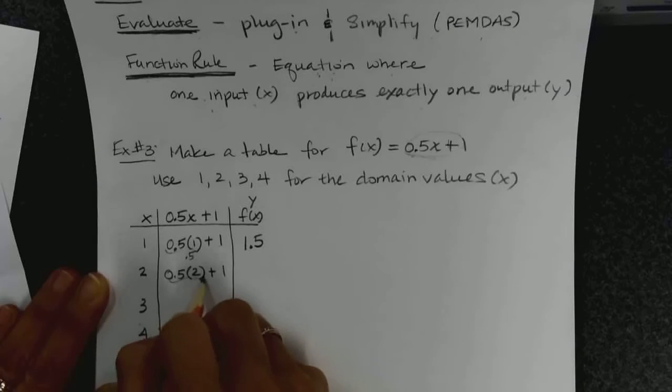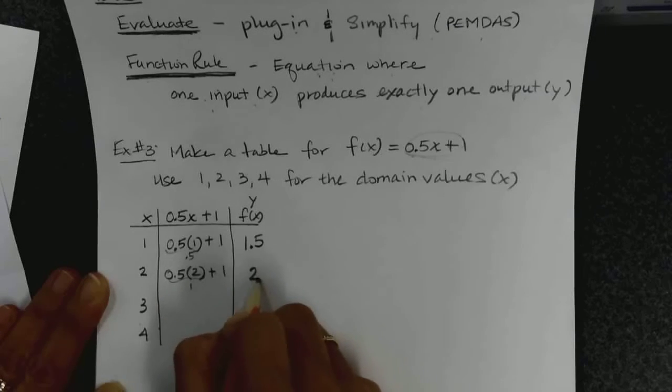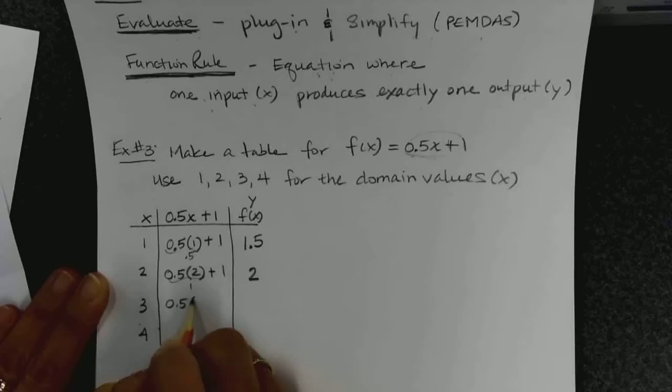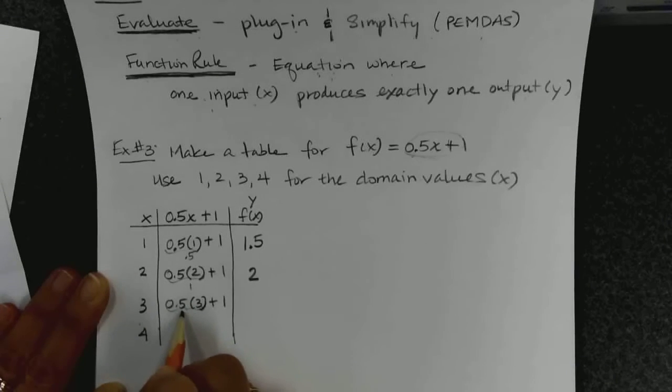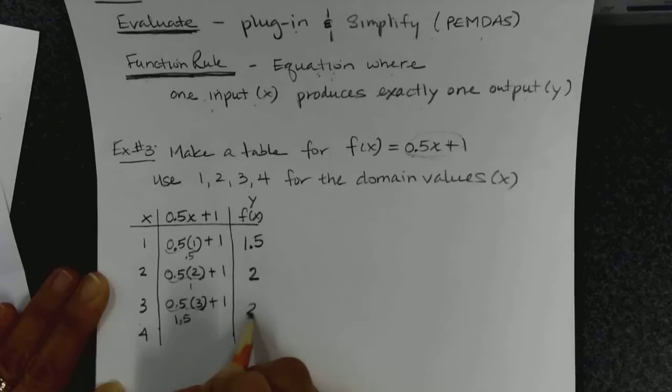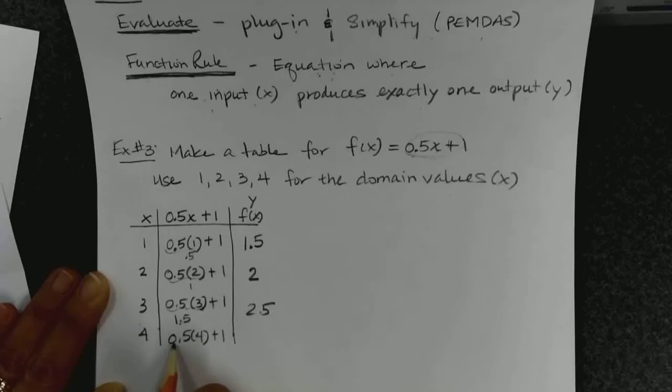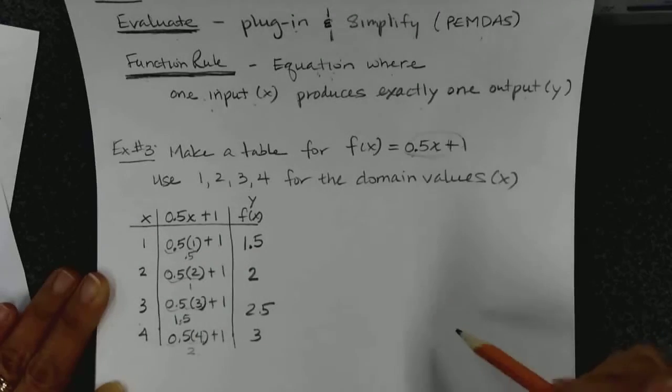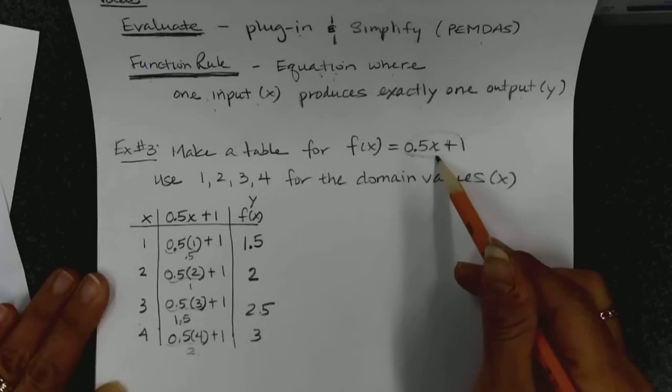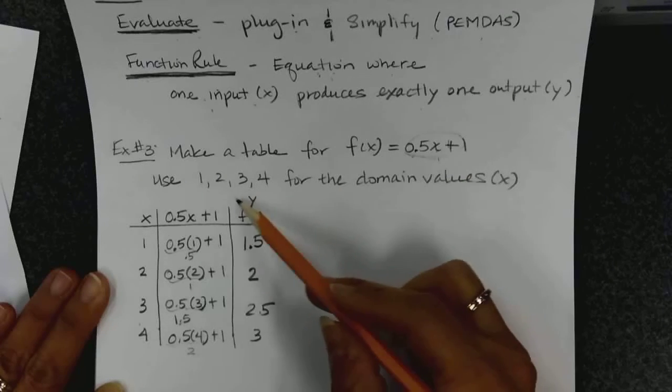So 0.5 times 2 is 1, 1 plus 1 is 2. And then 0.5 times 3 plus 1: 0.5 times 3 is 1.5, and 1.5 plus 1 is 2.5. And then 0.5 times 4 plus 1: 0.5 times 4 is 2, 2 plus 1 is 3. So this is how you make a table given the function rule using the domain 1, 2, 3, 4.